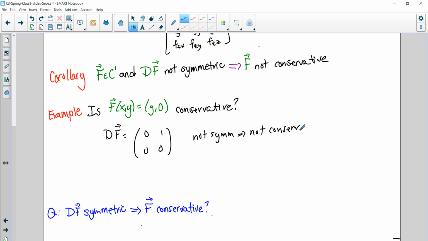Now, we still haven't addressed this fully. There's this other idea about the derivative matrix being symmetric and conservative, and before it was a one-directional thing. If it was conservative, the derivative matrix was symmetric. Well, is it true the other way around? Is the converse true? I'm going to tell you we're going to hold off on that until next week, and we need to get to some topology ideas to be able to fully explain this. So more on this next time.